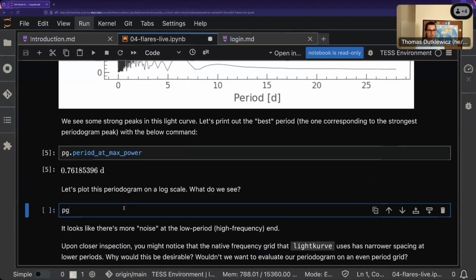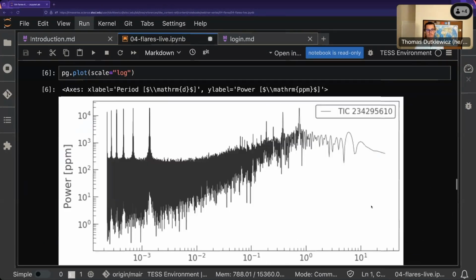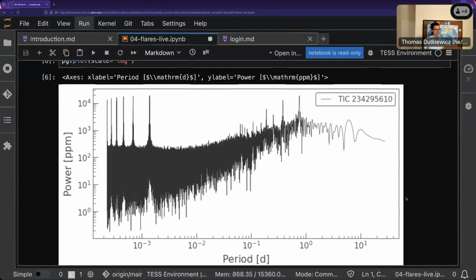And now we're going to look at this plot a little bit differently. So we'll do a pg.plot, scale is log. Got it. Okay, so definitely a lot more detail available here.